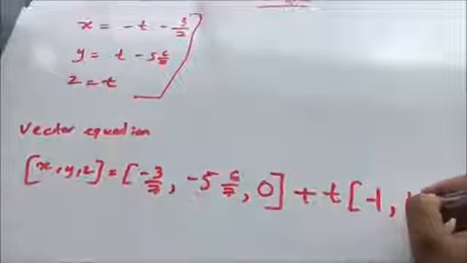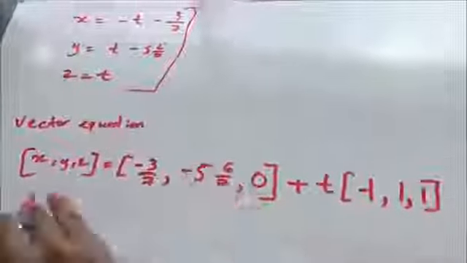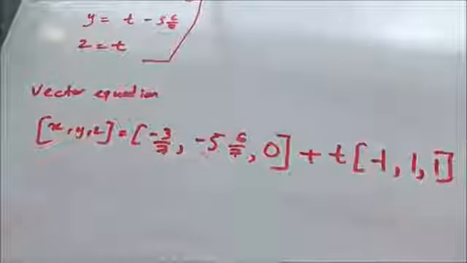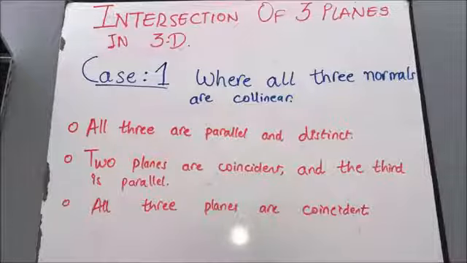Now, identifying the intersection of 3 planes in 3D space, there are many more ways in which 3 planes may intersect or not than 2 planes. Case 1, where all 3 normals are collinear. First, all 3 are parallel and distinct. Second, 2 planes are coincident, and the third is parallel. And third, all 3 planes are coincident.